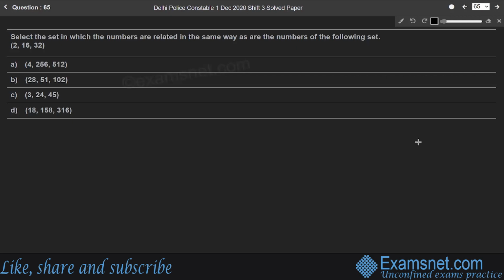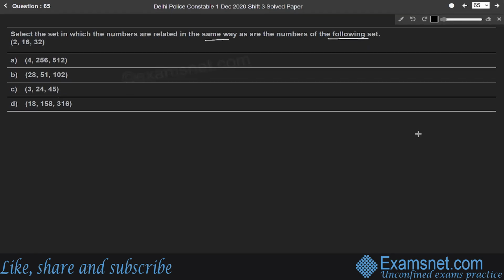Question 65. Select the set in which the numbers are related in the same way as are the numbers of the following set. The following set is 2, 16 and 32. Here 2, 16 and 32 are the elements of the given set, where 2 and 16 are related as 2 to the power of 4 is equal to 16, and 16 into 2 is 32. Among these four options, let us check which option satisfies the given condition. So 2 to the power of 4 is equal to the second number, and the second number into 2 becomes the third number.